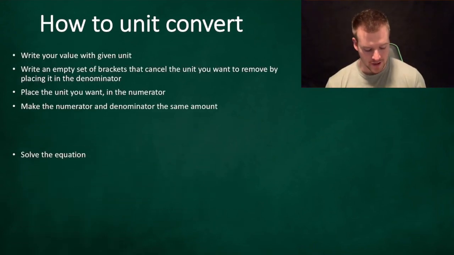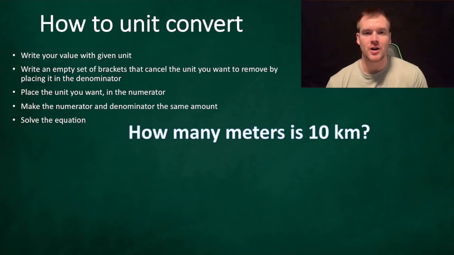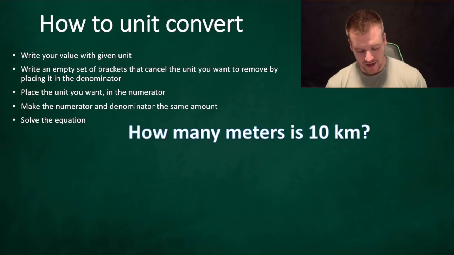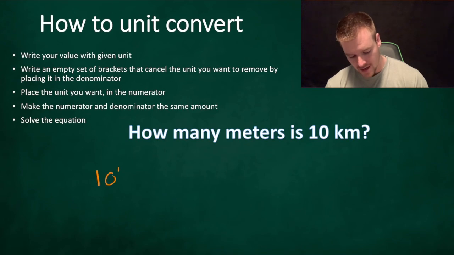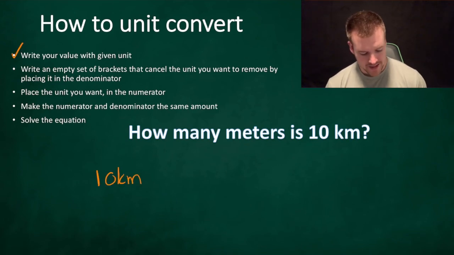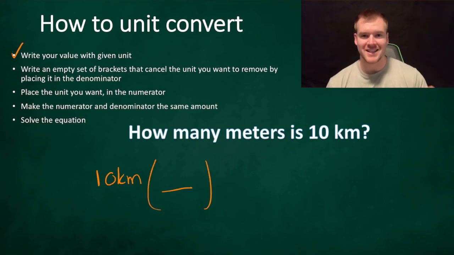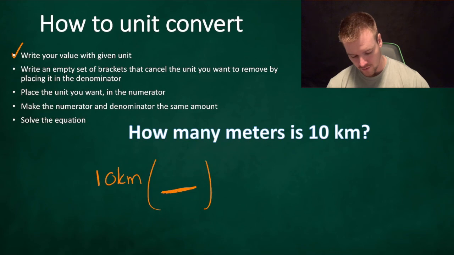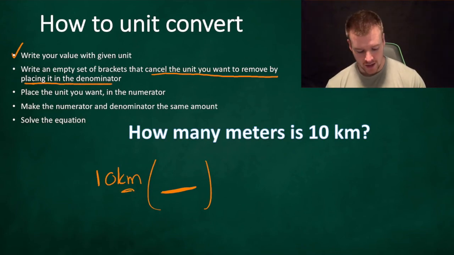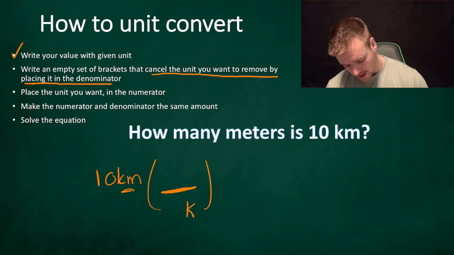So I'll put all those notes up here, and we're going to say, how many meters are in 10 kilometers? The first step, we begin with the unit that we have, so 10 kilometers. The next step, place an empty set of brackets like this. We're going to imagine that 10 is in the numerator, so I've written it at the top here, and then an empty fraction. This is the line here: numerator at the top, denominator on the bottom. It says this is going to cancel the unit we want to get rid of. We want to get rid of kilometers by placing that same unit in the denominator, so on the bottom here, km.